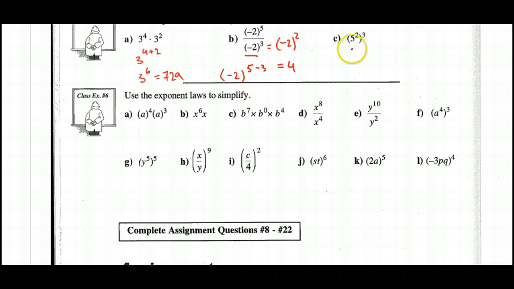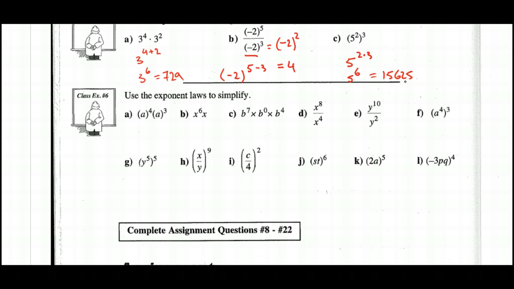Okay, power of a power. I multiplied 2 times 3, so it's 5 to the power of 6. And 5 to the power of 6, well, that one I need a calculator as well. So 5 times 5 times 5 is 125, times 125 gives me 15,625.